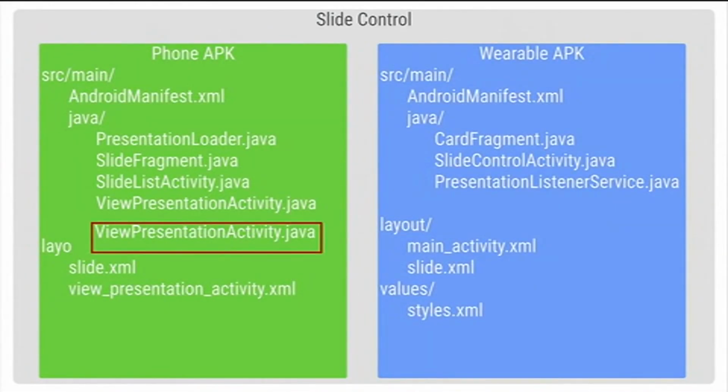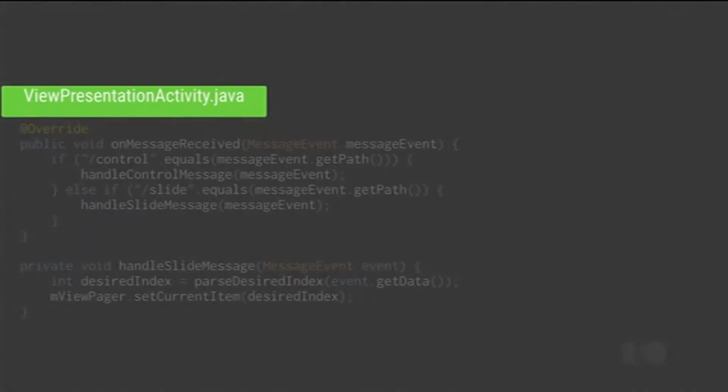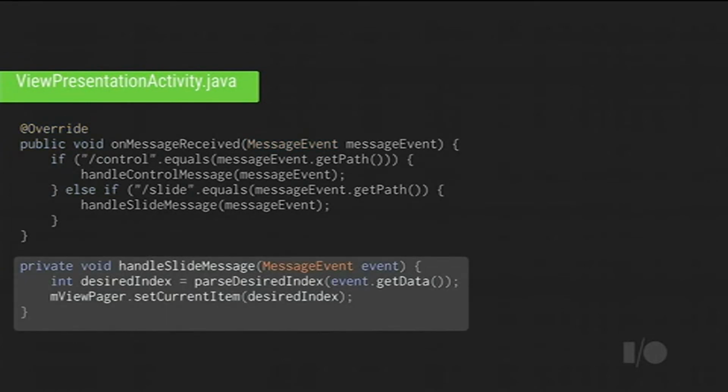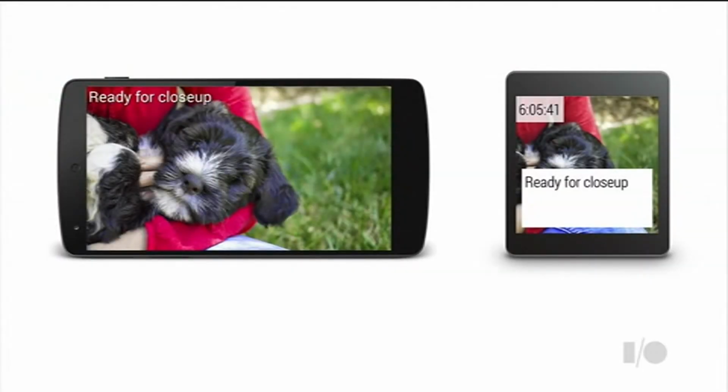Back on the phone side, in the view presentation activity, if I see the message coming in on the slide path, then I'm going to parse that out from the byte, and I'm just going to set it there. Once again, I will then trigger the on-page change listener, which will trigger update item, and everything goes around. Virtuous cycle. And here we see the results of that. There we go.